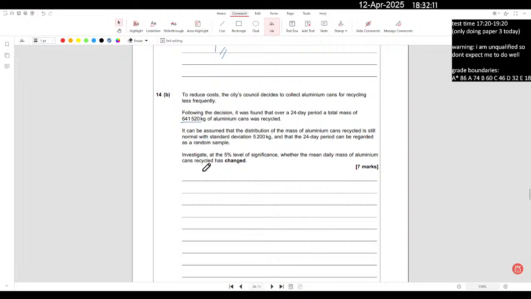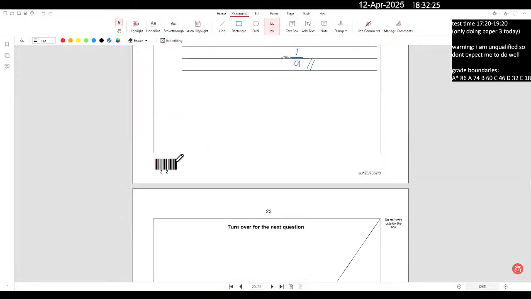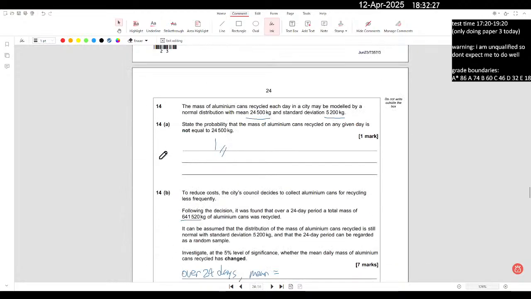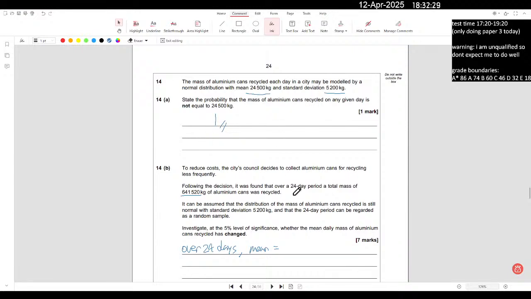Okay, over 24 days. But for the standard deviation, can you just multiply it by 24 days? Over 24 days. Wait, I accidentally scrolled way up. Mean equals 24,500 times 24, equals 588,000.